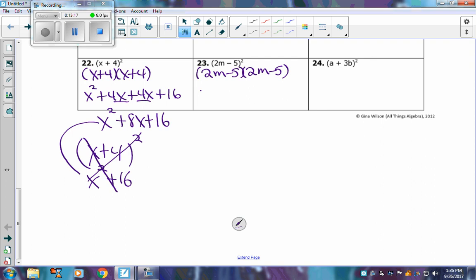So you got 4m squared minus 10m minus 10m plus 25, which is 4m squared minus 20m. Okay, are we good? Okay, we're not going to do any more on the front. We're going to go on to the next section.